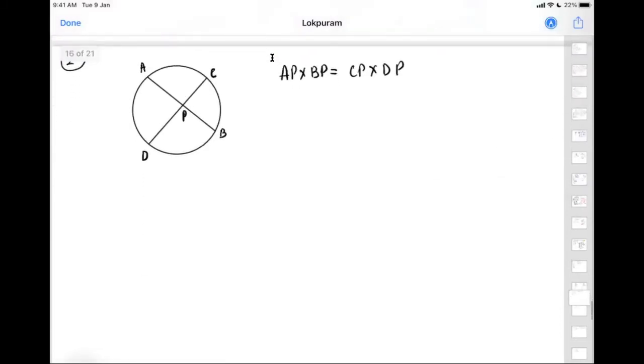22nd question, we have to prove AB and CD are intersecting chords at P. We have to prove AP into BP is equal to CP into DP. So first let us join the line. This line. Now we will prove these two triangles similar. So we can take triangle APD, this triangle, and another triangle is this yellow one.